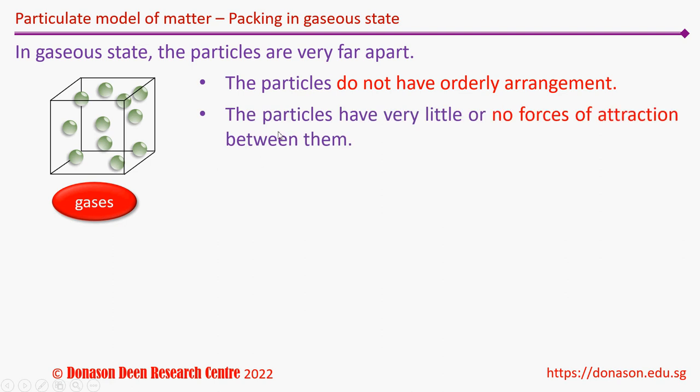The particles have very little or no force of attraction between them. In fact, one of the particles will never know the existence of the other particle until and unless they collide with one another. So otherwise they are not even aware of the other particles present, okay, and there is no force of attraction between the particles in gases. And as you can see from the diagram here, there is a lot of space between one particle and the next.